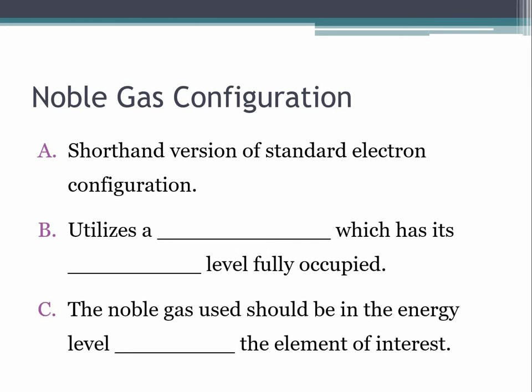All right, our last notation is called noble gas configuration, and it's an even shorter version of what we were already doing. It's a shorthand of standard electron configuration. It's called noble gas configuration because it utilizes a noble gas. Noble gases all have their valence level completely filled. For all of them except for helium, that means they have 8 valence electrons. 2 electrons in the s orbitals and 6 electrons in the p orbitals because those are always the highest energy.